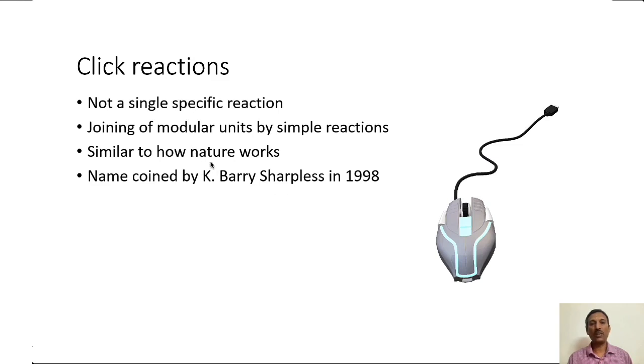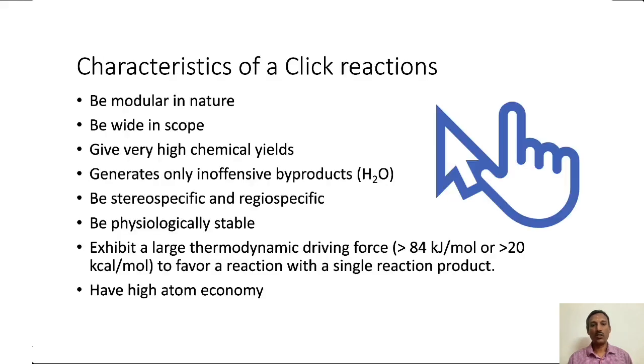So, this is the basic definition of a click reaction, and let us look at the characteristics of a click reaction. It is basically modular in nature, and it has wide applications or scope. This is an important requirement for any reaction to be considered a click reaction. As I mentioned in the earlier slide, click reaction is not a single or specific reaction. Click reaction is any reaction which follows the characteristics given in this particular slide.